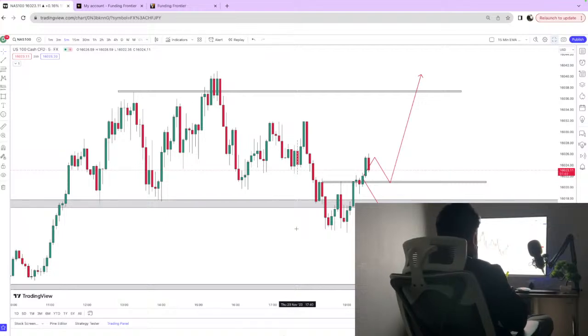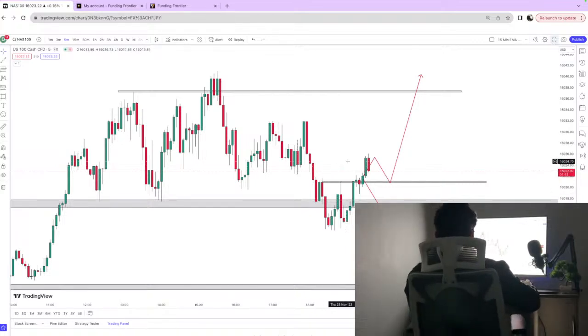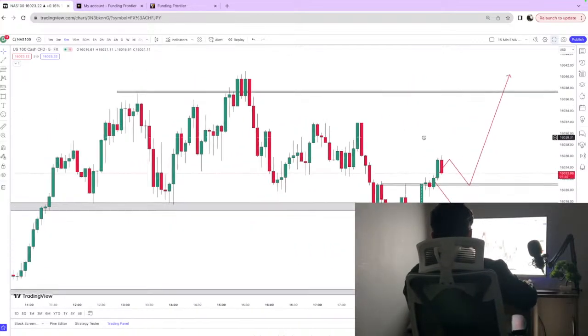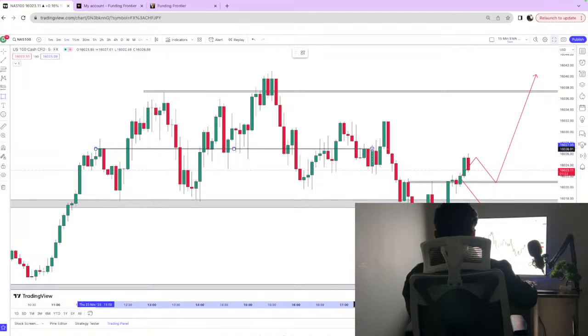It is coming for a retest. Let's see. One more idea is coming to my mind. Let's see. This can also be a trade. This is also a kind of level. Yeah, this.